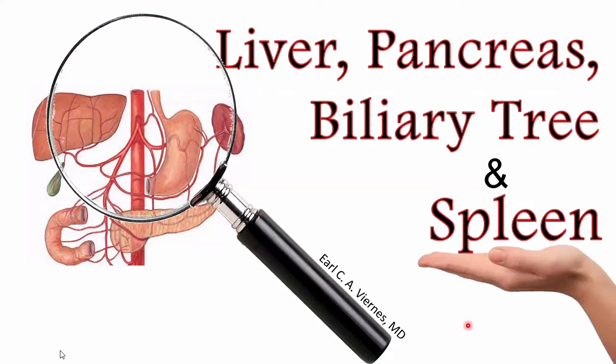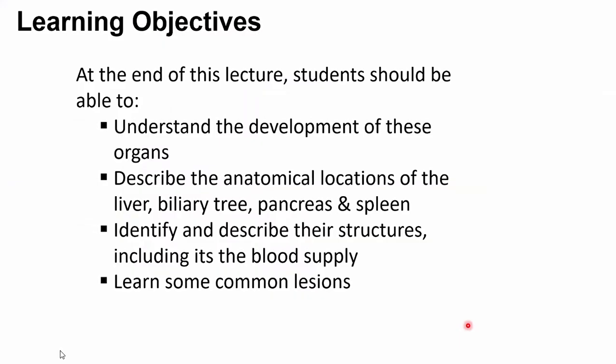So this is the same, and this is just a continuation. I'd like to inform you again that we are supposed to understand the development of these organs. I hope you did, and describe the anatomical locations of the liver, biliary, pancreas, spleen, identify the structures, including its blood supply, and learn some common lesions.